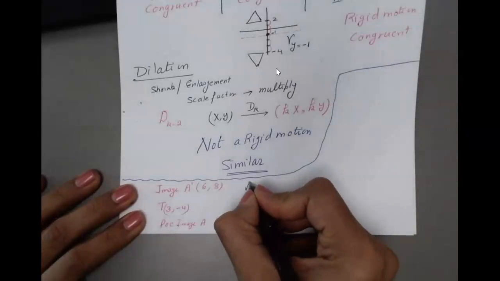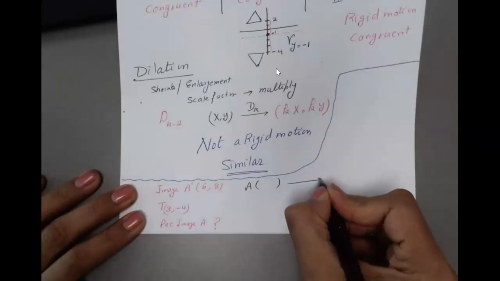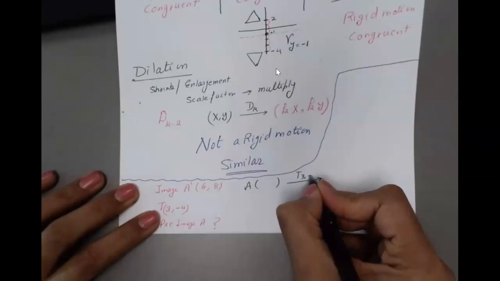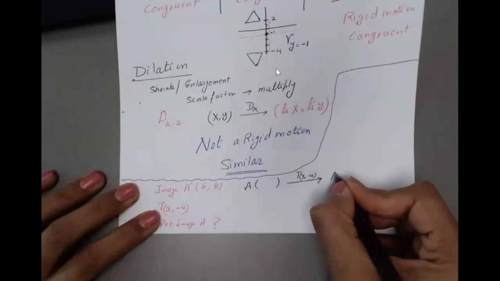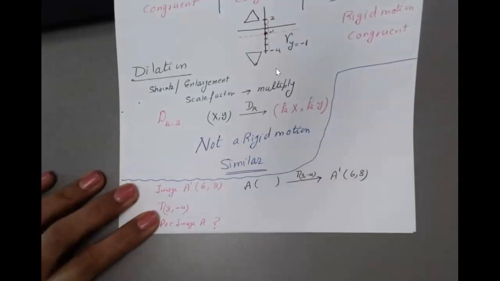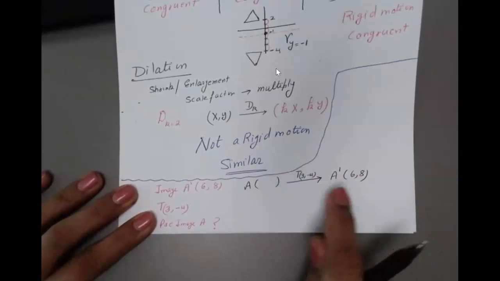We always start from the pre-image, and we know that the transformation happens, and this time the transformation is translation. And what we get is the image. Pre-image to image. Make sure you write it down like this first.